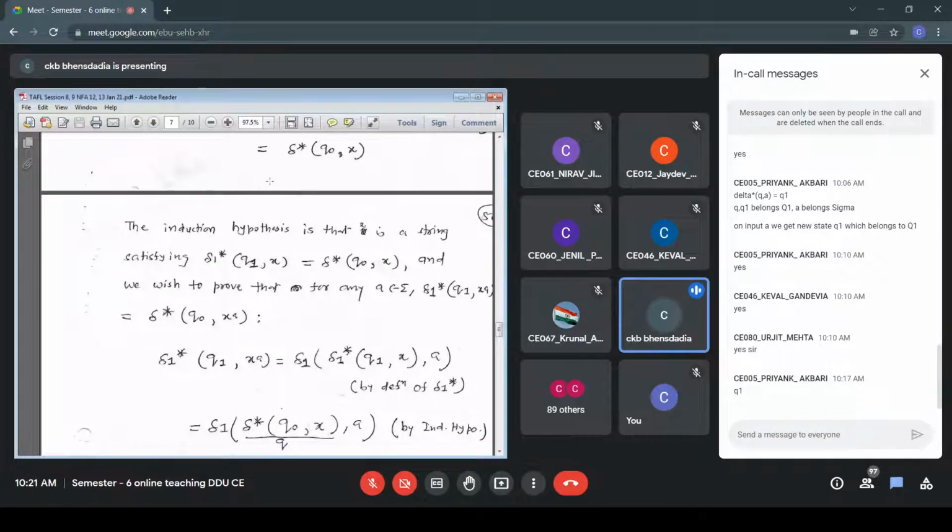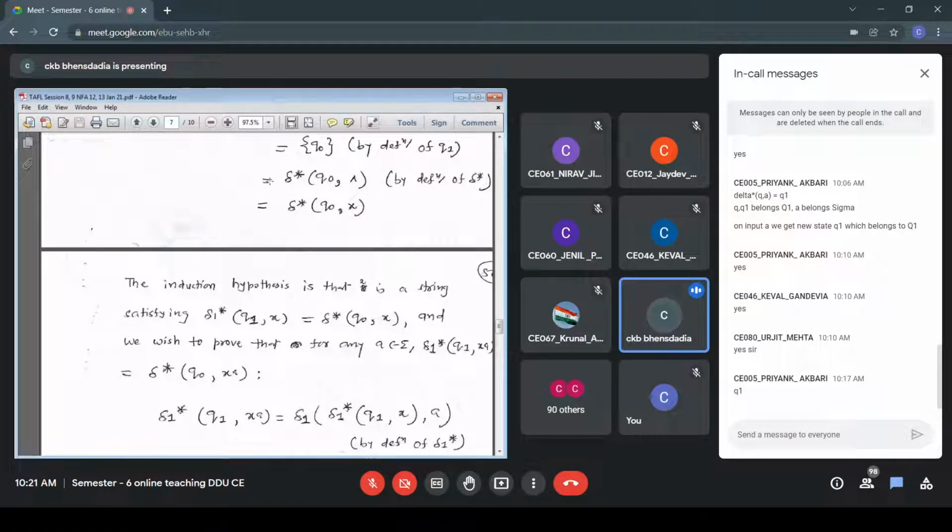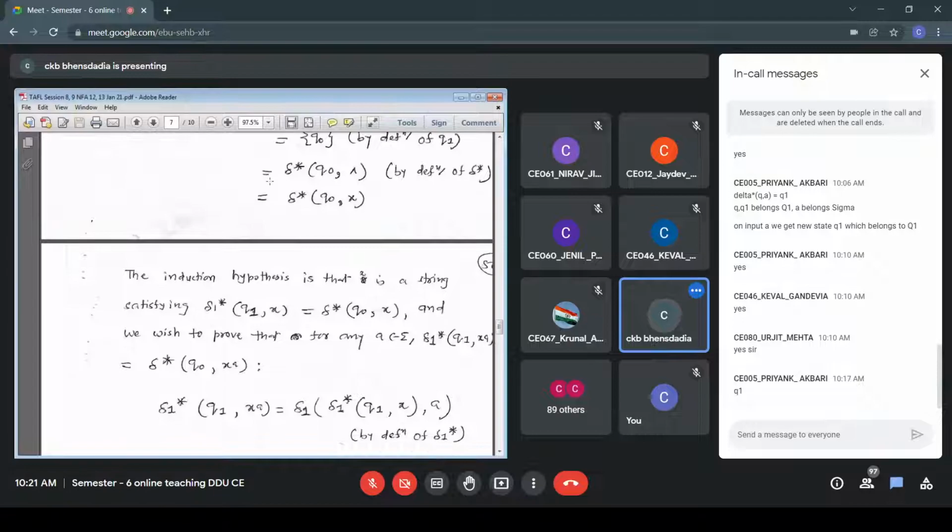Already we have the hypothesis that delta 1 star Q1 X equals delta star Q0 X. So far, everything was in terms of either delta 1 or delta 1 star. Ultimately, we have to prove delta 1 star Q1 XA equals delta star Q0 XA, so delta 1 star equals delta star. In this initial part, everything is in terms of delta 1 or delta 1 star. Now we introduce delta, so we use the hypothesis delta 1 star Q1 X is delta star Q0 X. So we introduce it here.